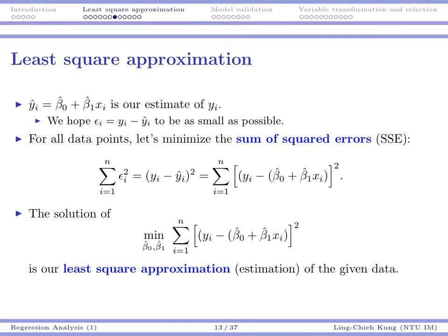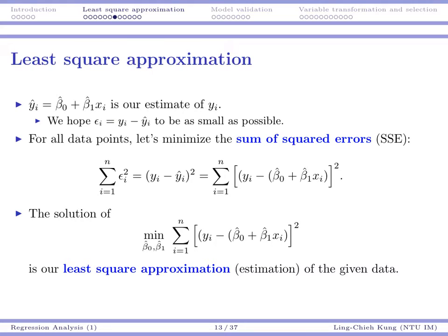Okay, let's continue. So we know what we want to do, right? We have a formula for predicting yi. Yi is the true value, for example, the true price of a house. Y hat i is our estimate, calculated based on this regression formula.